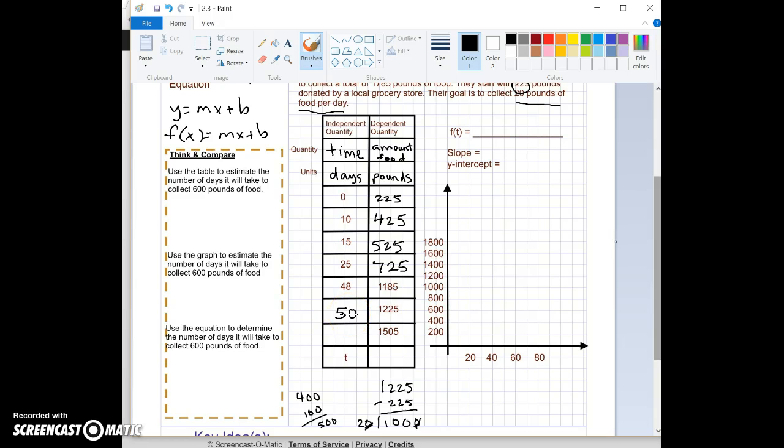See if you can figure out how many days it took for 1,505. Well, what did you come up with? Did you come up with 64? If you did, then you got the right answer.